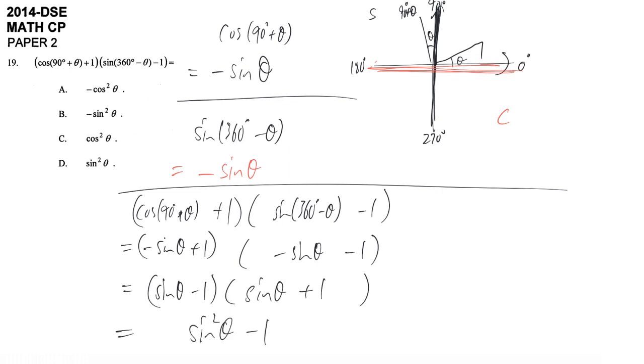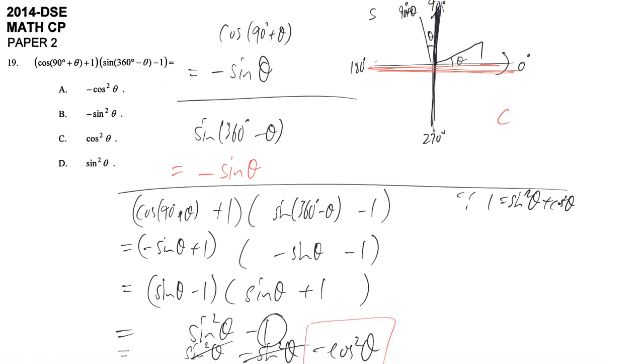Be reminded that 1 is equal to sine squared theta plus cosine squared theta. So this is sine squared theta minus sine squared theta, and then minus cosine squared theta. This one cancels out, and this is our answer after simplification. The answer is A.